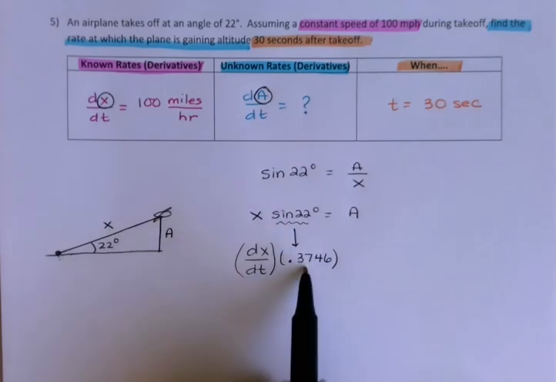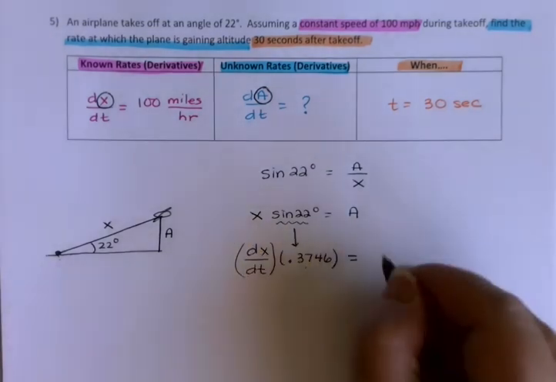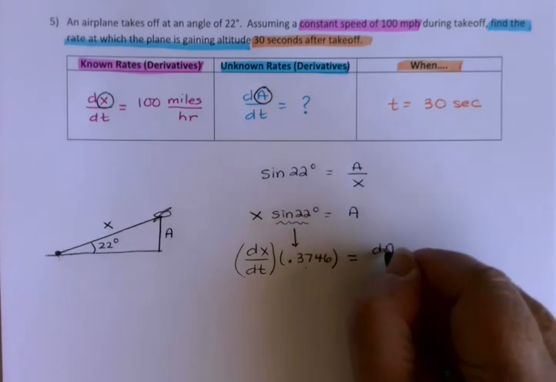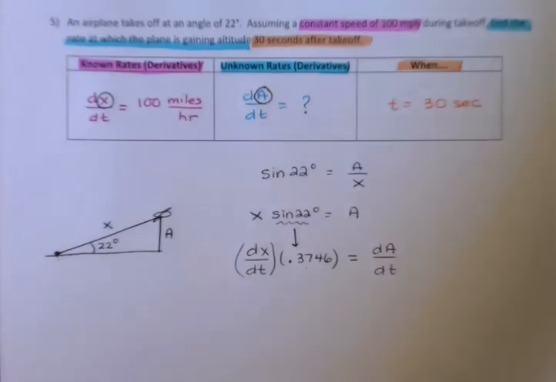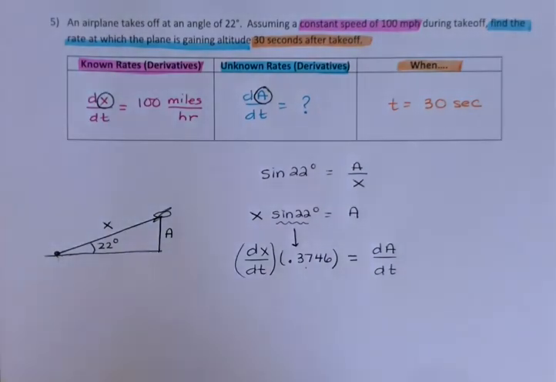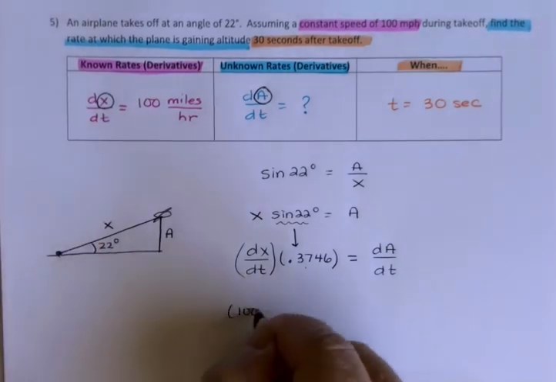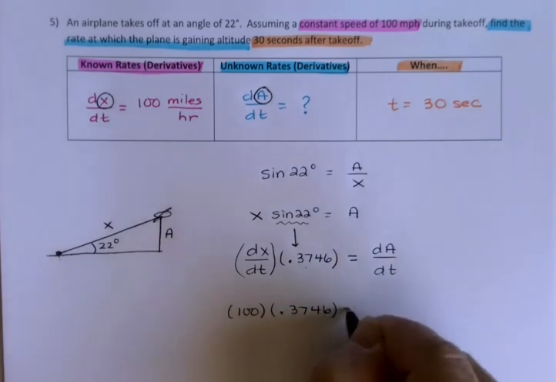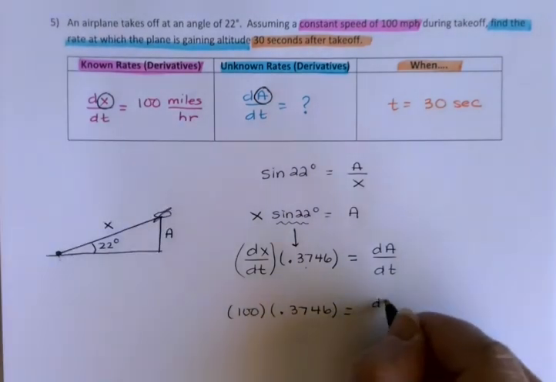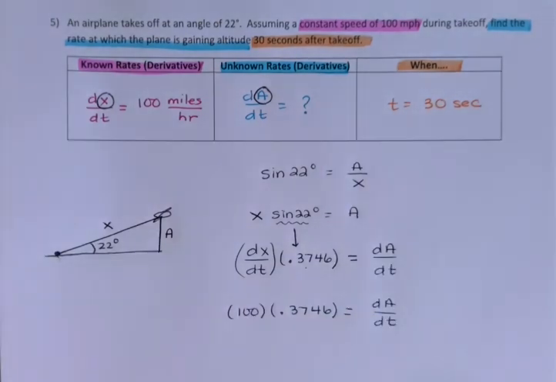So that's a constant multiplier times the derivative of x. On the right-hand side, the derivative of a is dA dt. And it looks like I'm going to get a little bit lucky with this one because I can plug in my dx dt. It's 100 miles per hour, multiplied by that 0.3746. That's going to give me the dA dt that I'm trying to find. And I was really lucky. I never needed to use the 30 seconds, so the fact that the units were different didn't bother me anymore.